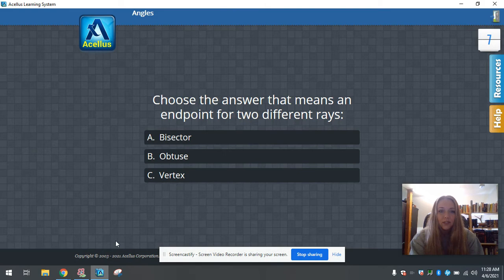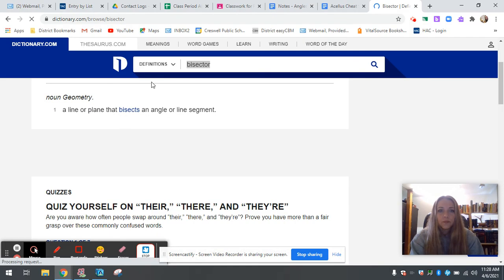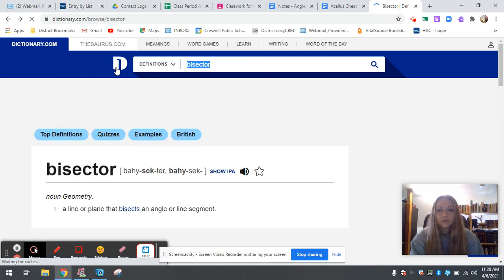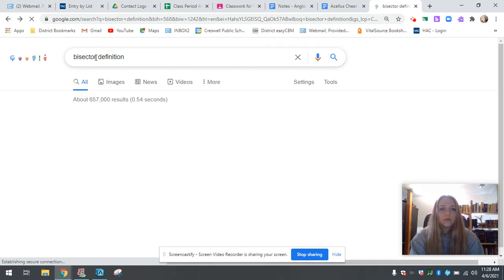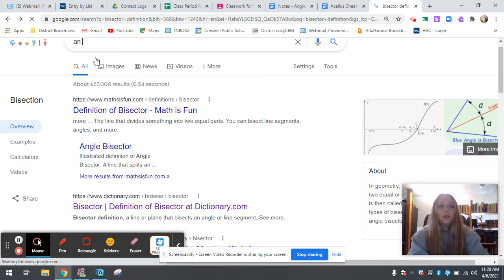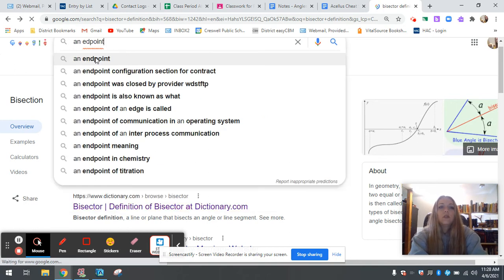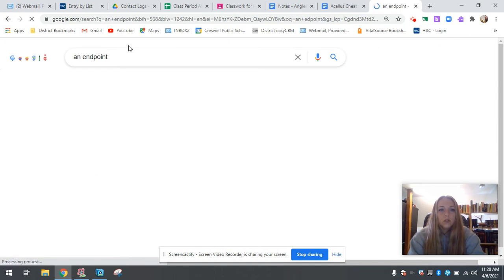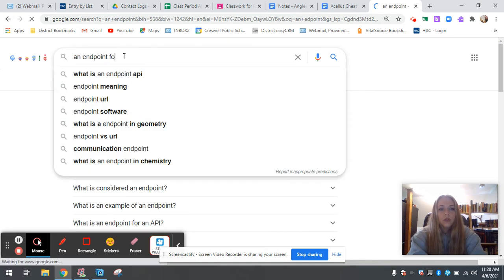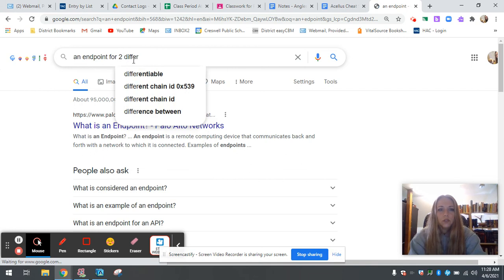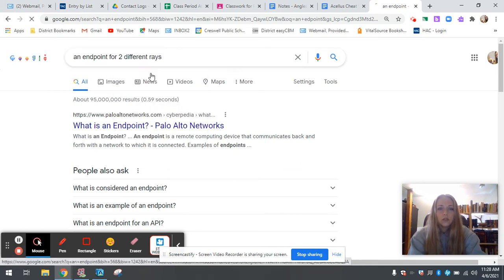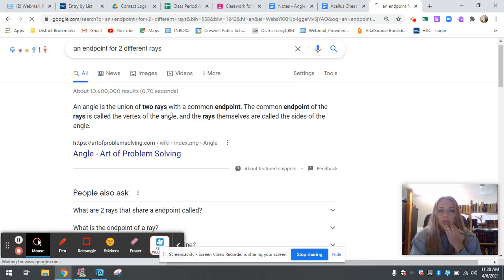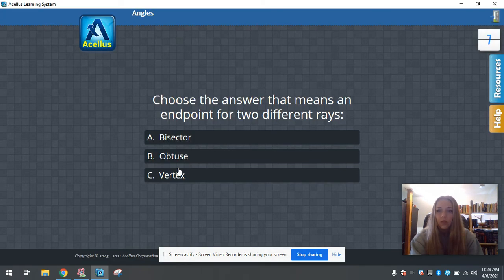Let's try Googling the definition. An endpoint for two different rays. Okay, the angle is the union of two rays with a common endpoint. The common endpoint of the rays is called the vertex. Okay, there we go. We got it.